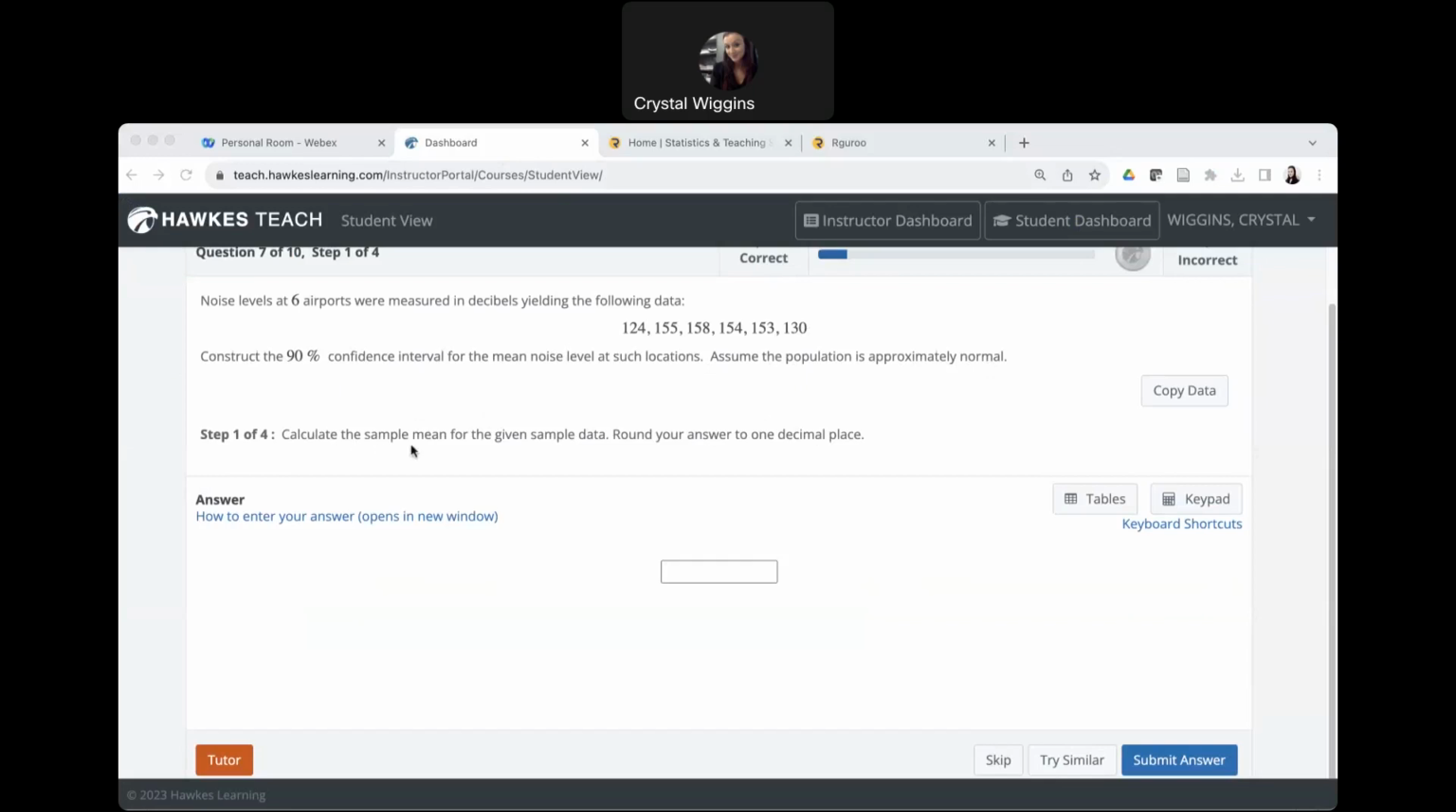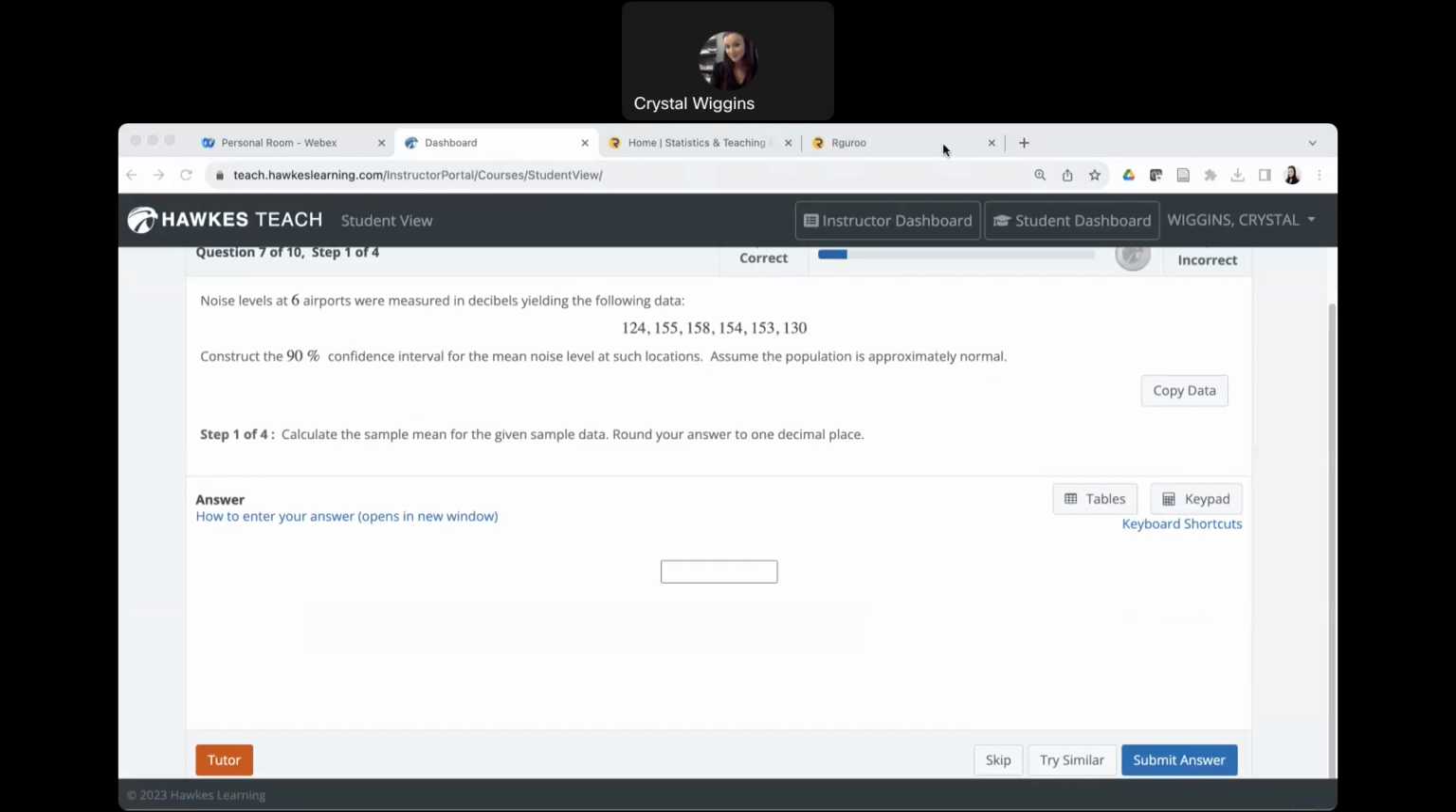Now it wants us to calculate the sample mean. Calculating a sample mean from a small data set, you may be comfortable just doing that by hand, but it's going to save you a lot of time if you just put it in Rguroo. We're going to need the data set for the rest of the steps of the problem anyway. So let's review how to put a data set into the data set editor in Rguroo to get that sample mean. First, let me copy down this data set so I don't have to click back and forth.